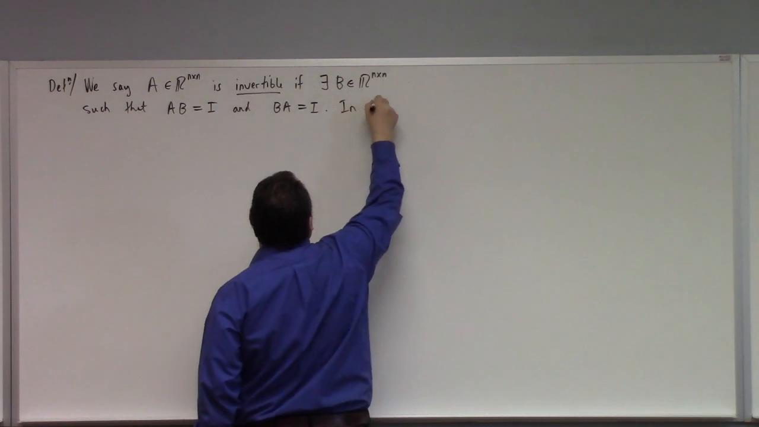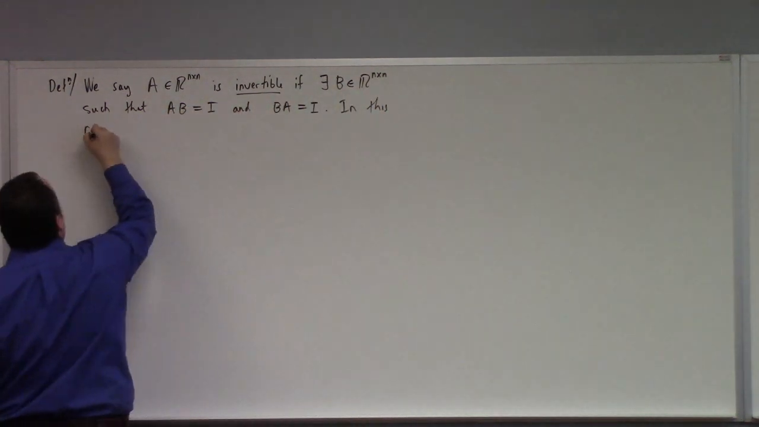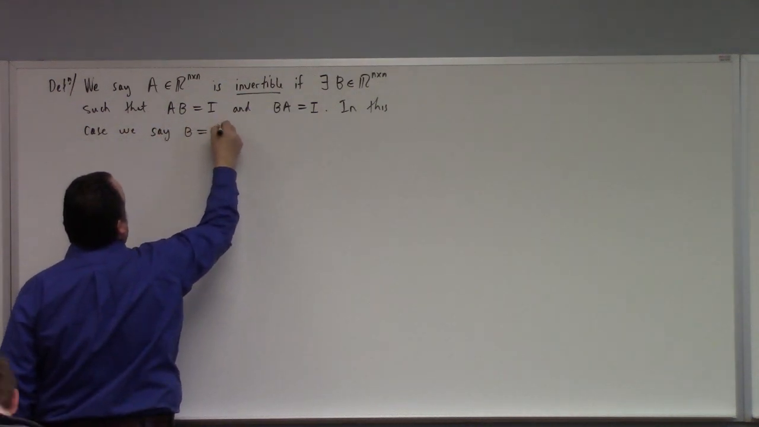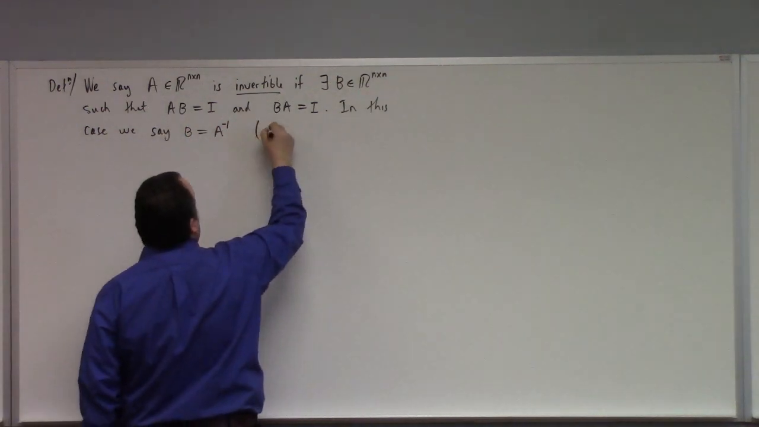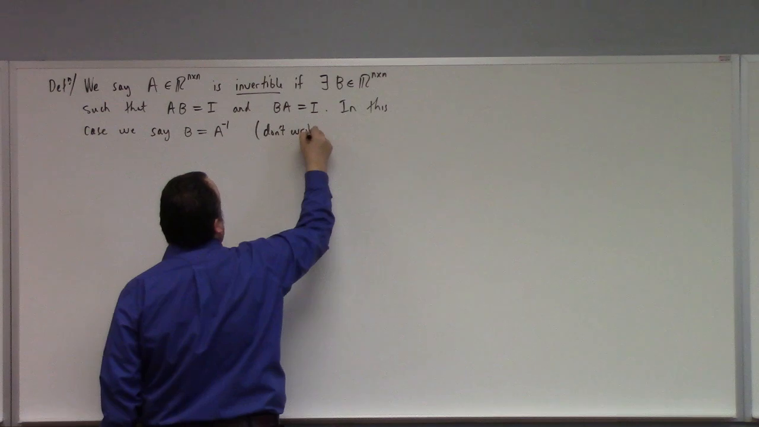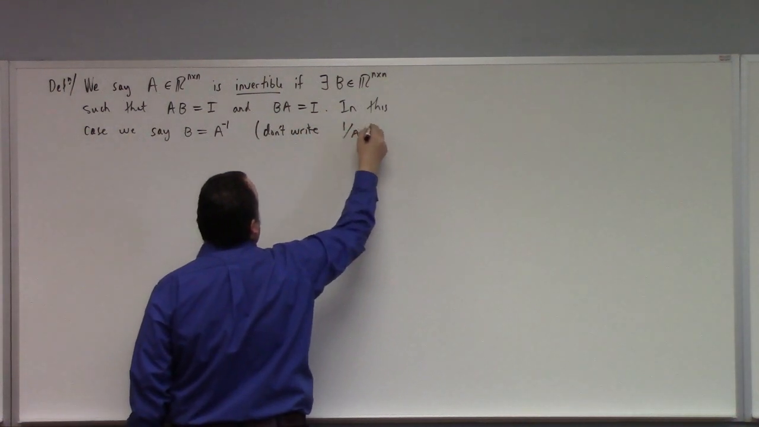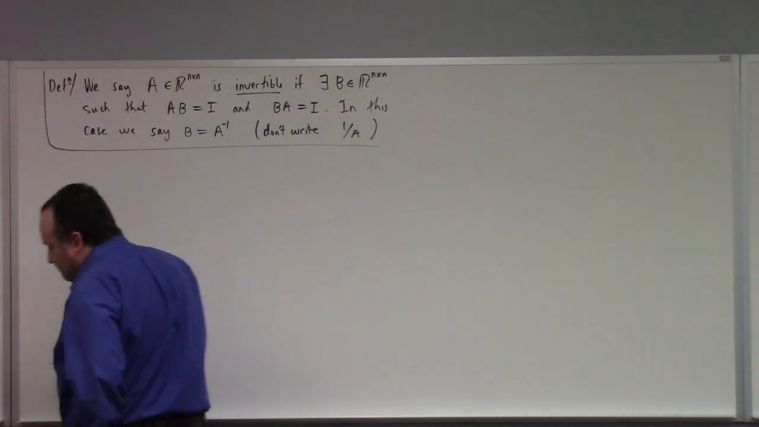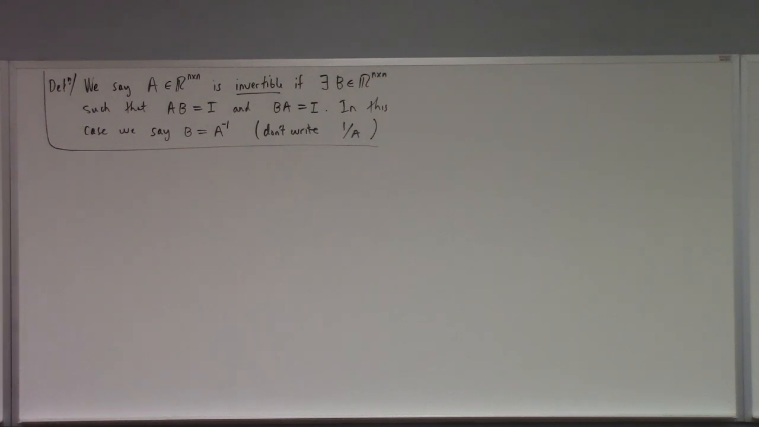In this case, we say B is equal to A inverse. So we don't write 1 over A. That is not a notation that we use. 1 over A is a notation that we reserve for things like numbers. A inverse helps us not to assume commutativity of multiplication for matrices. But this is what it means for a matrix to be invertible.